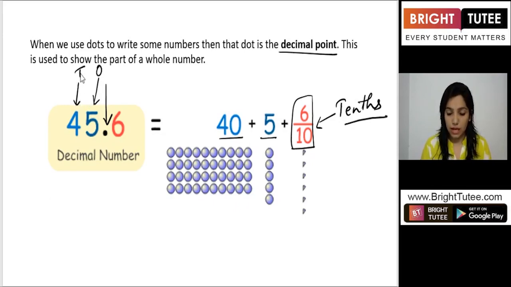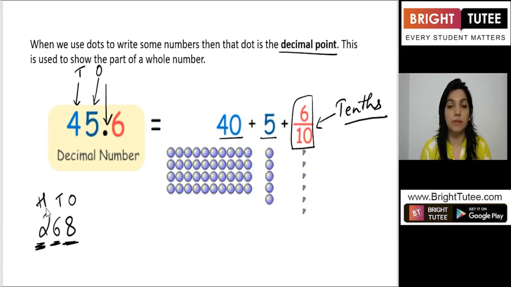Is that right? If you see a number 268, here 8 is sitting at the ones place, 6 is sitting at the tens place, and 2 is sitting at the hundreds place, right? Now, after this 8, if we have a point and we see a number sitting next to it, this particular number, say 4, this is sitting at the tenths place. What does this tenths show?